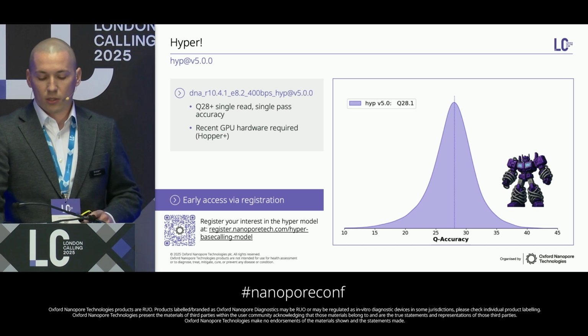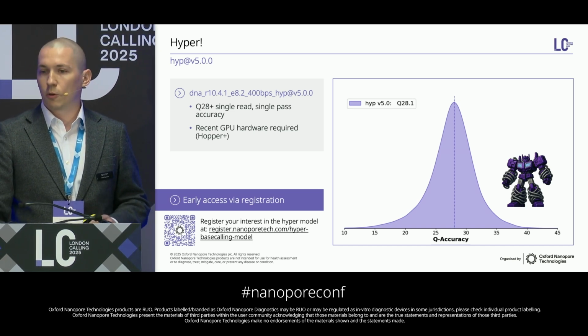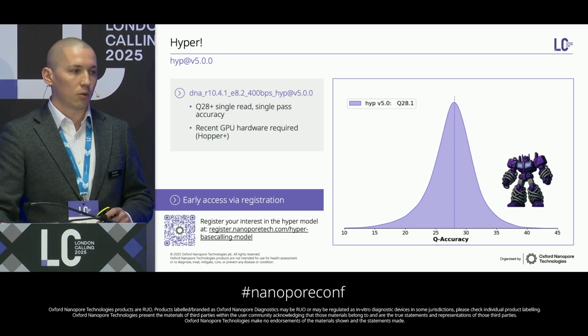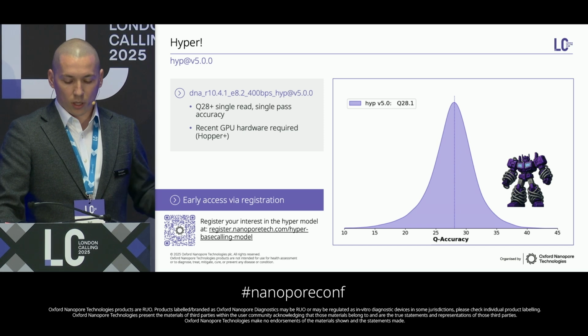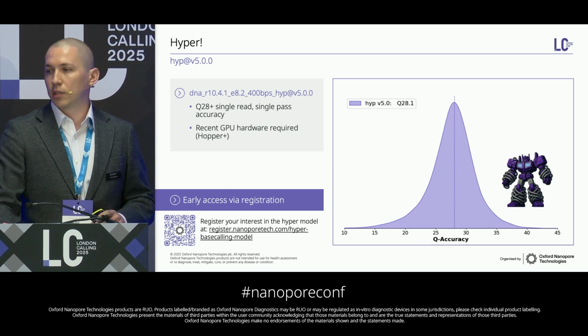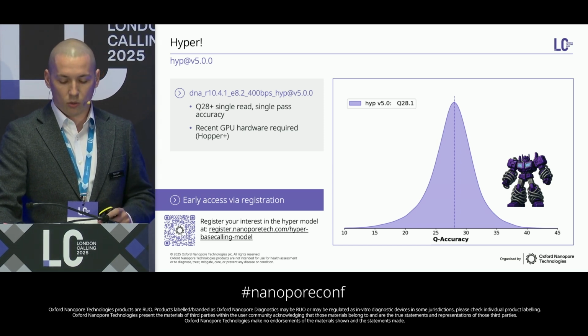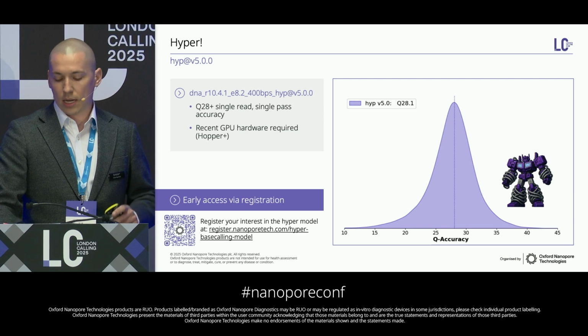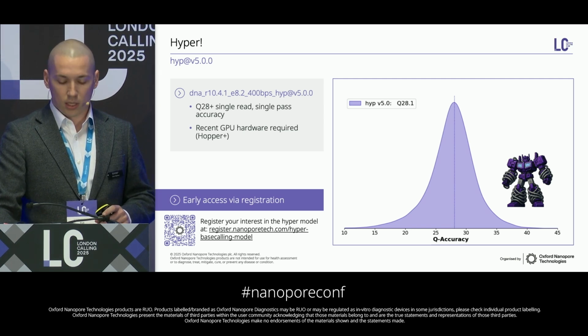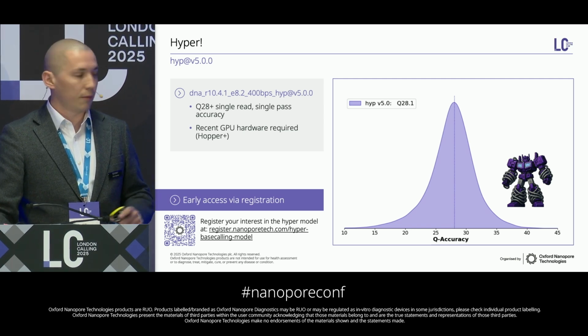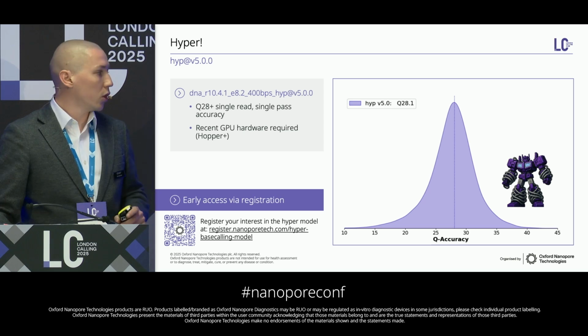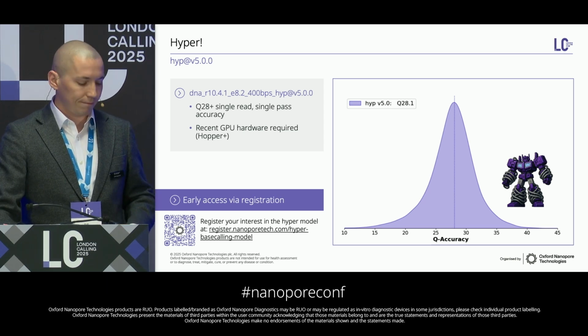So with GPUs getting faster and our signal data being rich, we are introducing a new class of model in Dorado. This model we are calling the Hyper model, and it's a Q28 plus single pass, single strand model. It's available today, and it runs on Hopper and Blackwell GPUs. And if you're interested, you can apply via the register your interest QR code available on the slide.